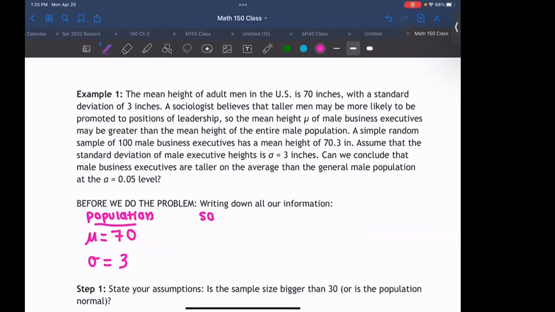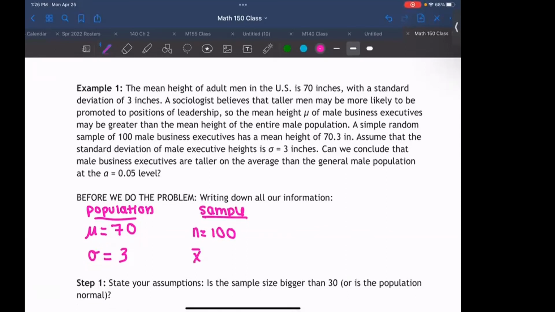Let's go to sample stuff. Okay. Well, usually with samples, we're always given the sample size. How big is our sample? 100, good. Next, we're going to talk about a sample mean, which is x bar. And what is the sample mean? Awesome, 70.3. Okay. And I guess alpha here is 0.05. So I'm just going to write alpha off to the side, just so I know it's there.